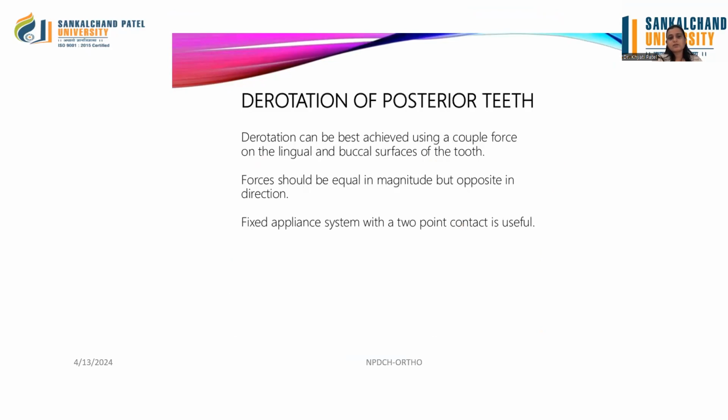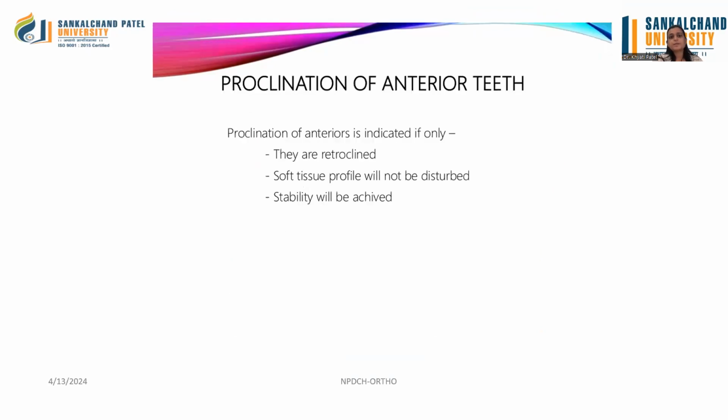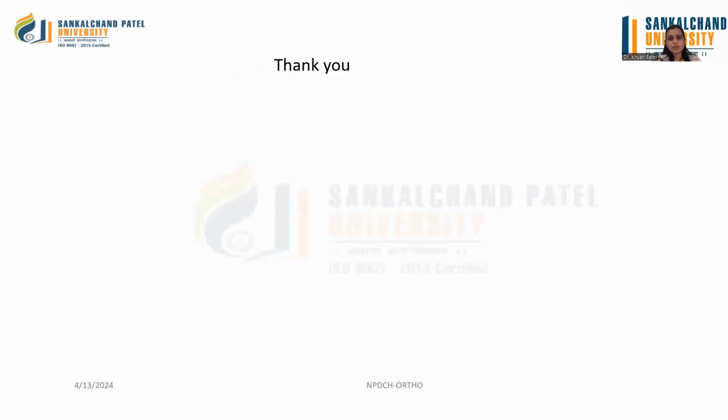We can also get space with derotation of the posterior teeth. If we derotate the posterior teeth, we can get the space, which is also very important to treat the patient non-extraction. Then proclination of the anterior teeth. Sometimes when we see a patient with retroclined teeth, if we procline the teeth, then the arch perimeter will be increased, so we can get the space. Better stability can also be achieved.